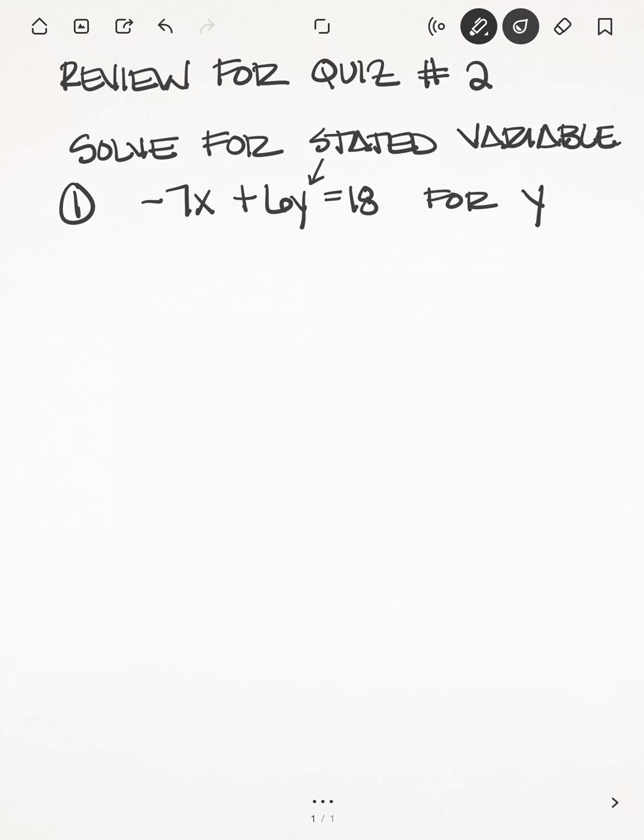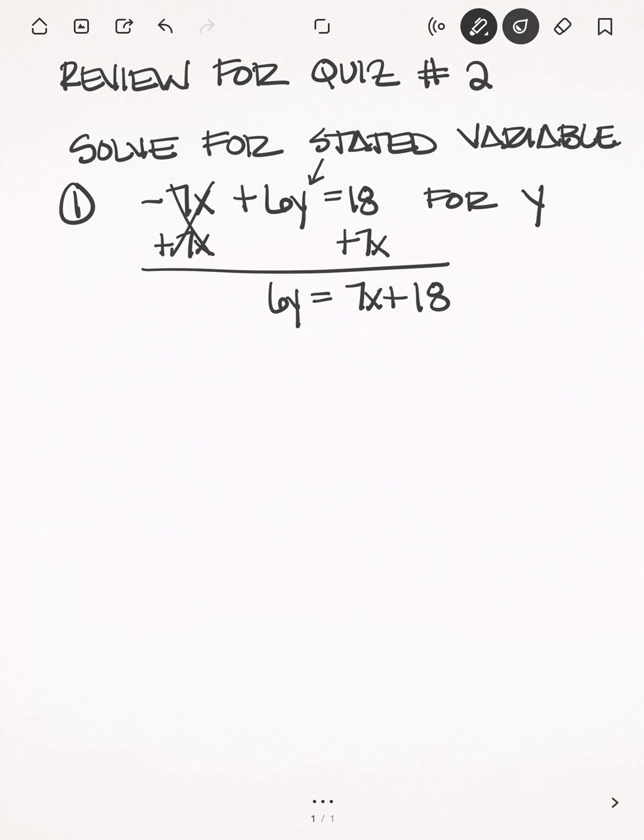Okay, so to get y by itself, I got to get rid of that negative 7x. So let's move it to the other side. I'm going to add 7x to both sides. My 7x's cancel out and I bring down my 6y. On the other side, I can't actually add 18 and 7x together, so I write 7x plus 18.